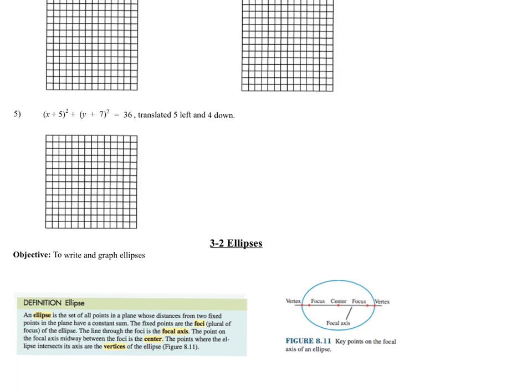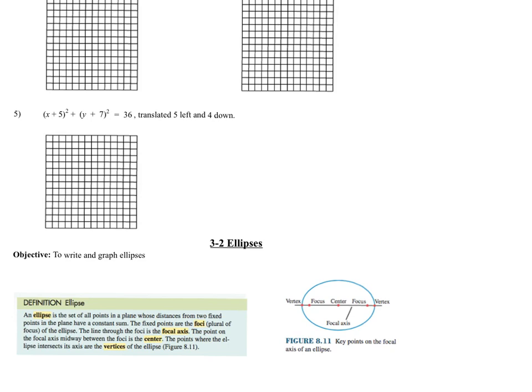So today we're going to start with ellipses. We're going to write and graph them. The definition of an ellipse is the set of all points whose distances from two fixed points have a constant sum. Those two fixed points are called foci. Each one is a focus.